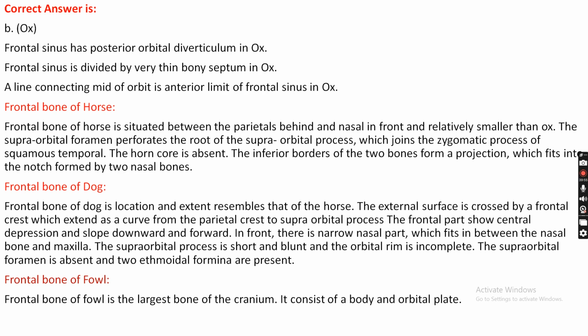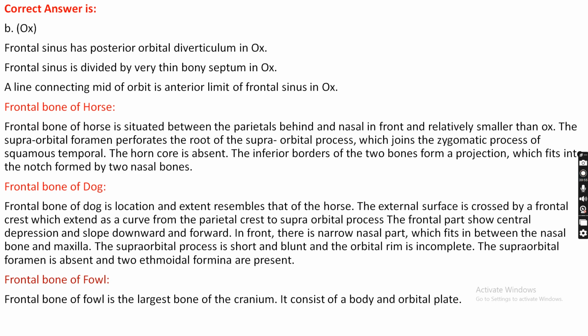As in ox there is a horn core present, but in case of horse the horn core is absent. The inferior border of these two frontal bones actually has a projection, and this projection fits with the notch which is present in the two nasal bones. And let's see the frontal bone of dog.